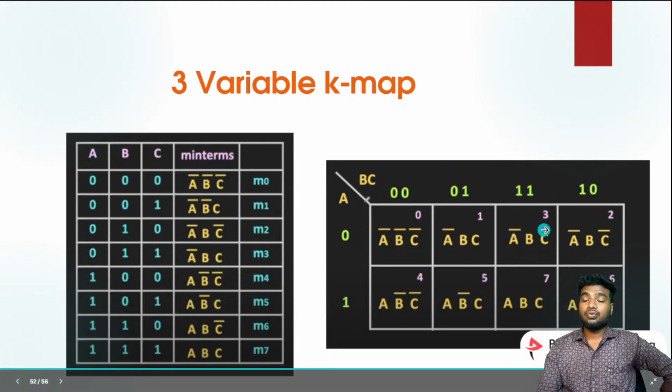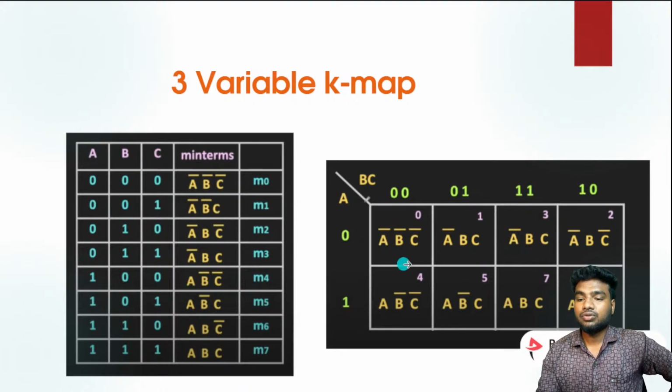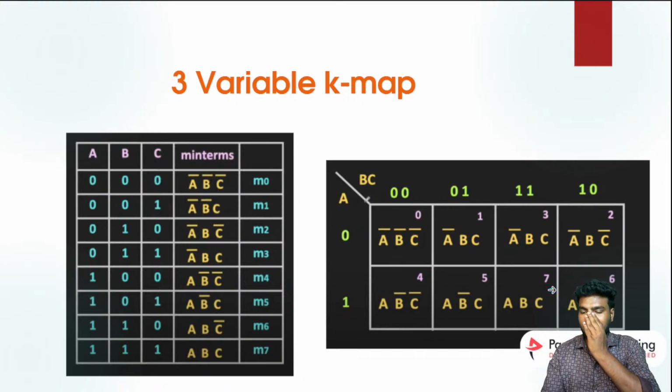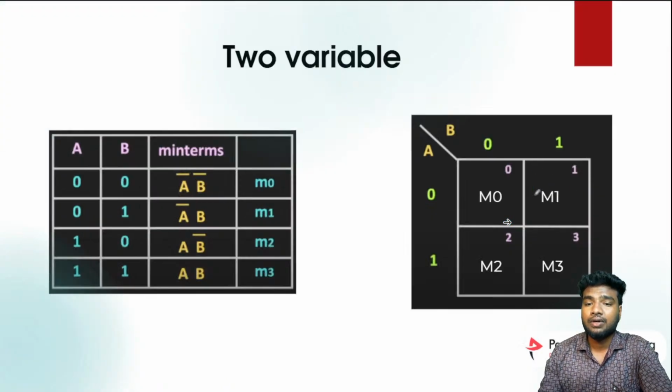So if you are writing the min terms, you just follow some rules of the K-map. First you write the 0 min term, then the first min term, and then you move to this cell for the second min term, third min term, fourth min term, fifth min term, and then we move here for the 6th min term, 7th min term. So this is that. You must know about the three variable K-map.